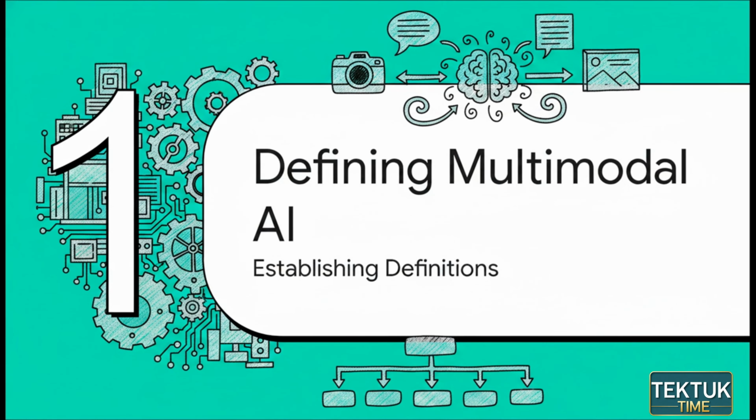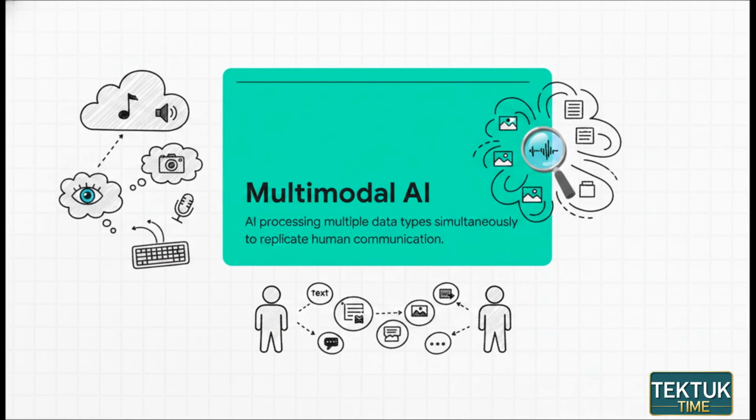Section 1. Defining multimodal AI. Let's start by establishing a very precise definition of our core subject. So, what exactly is it? Well, multimodal AI represents a massive leap forward. Unlike traditional AI, which typically operates on just a single modality, like a text-only language model or an image-only classifier, multimodal systems are entirely different beasts. They inherently combine language, visuals, and context to convey meaning, processing and generating across multiple data types all at the exact same time. The ultimate goal here is to replicate the rich, highly nuanced way that human communication actually works.